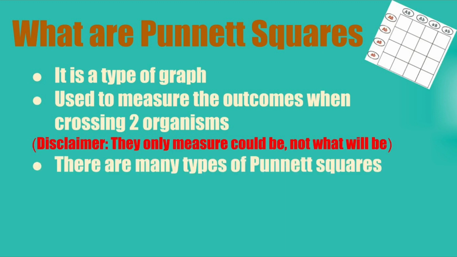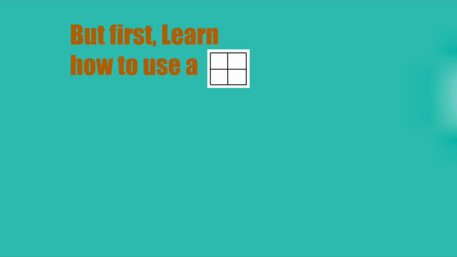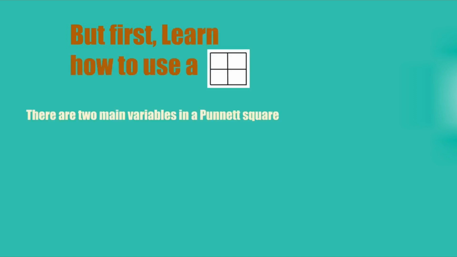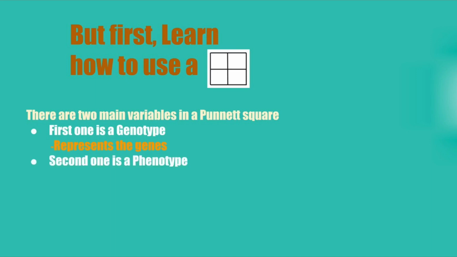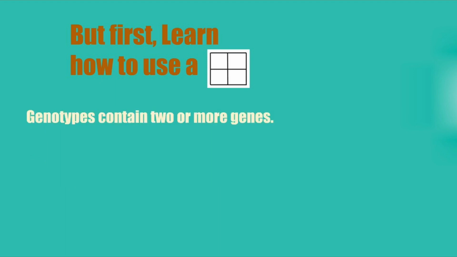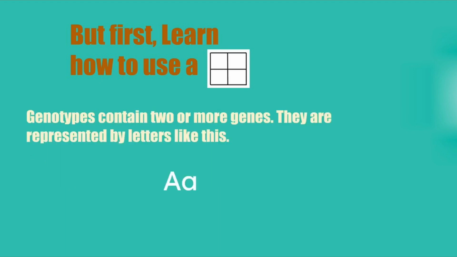There are many different types of Punnett squares. In this video, I will talk about the three main types. But before I talk about them, we need to learn about the basics of Punnett squares and how to use them. There are two main variables when you are using a Punnett square. The first one is a genotype, which are the genes that you are crossing. The second one is a phenotype, which is the outcomes of the genes. A genotype is comprised of two or more genes. These genes are represented by letters.